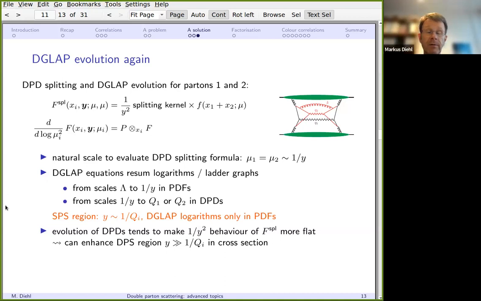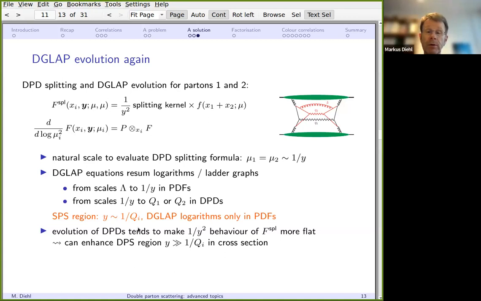And in the single parton scattering region, where y is of order 1 over q, that's exactly what this construction tells you. Because if the splitting is of order 1 over q, then there is nothing left to evolve to, because 1 over q is your final scale in the equation.